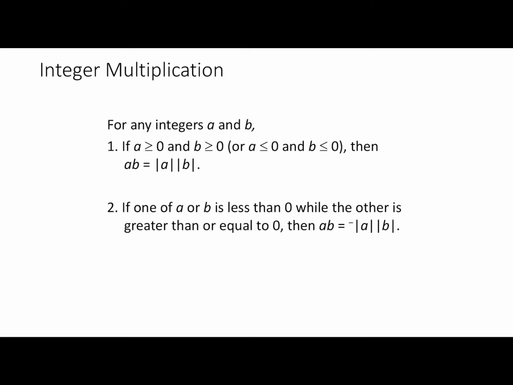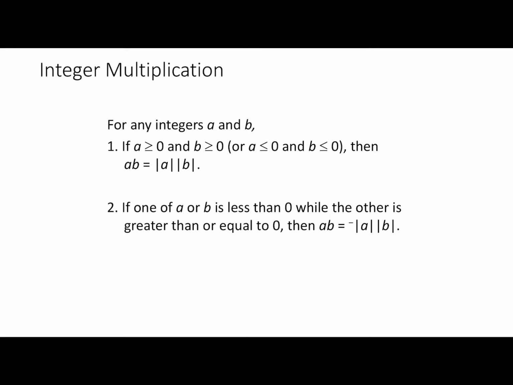So here are some properties of integer multiplication. If I have two integers a and b, if a and b are both greater than or equal to 0, or a and b are both less than or equal to 0, then their product, a times b, is equal to the same product that you get when you take the absolute value of a times the absolute value of b. In particular, this means that the product is positive or non-negative.